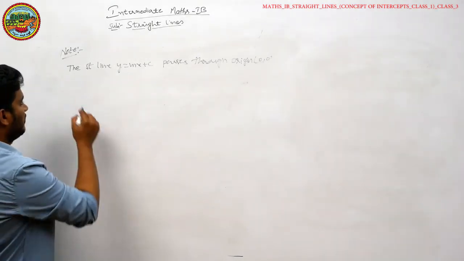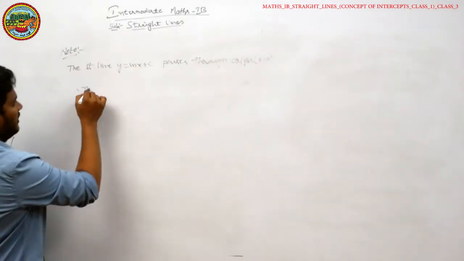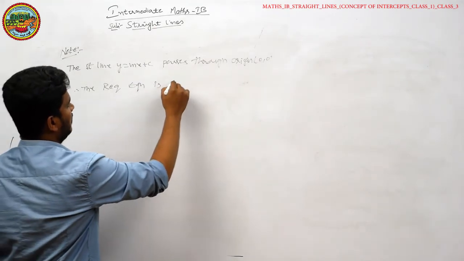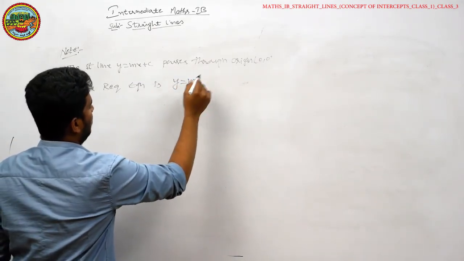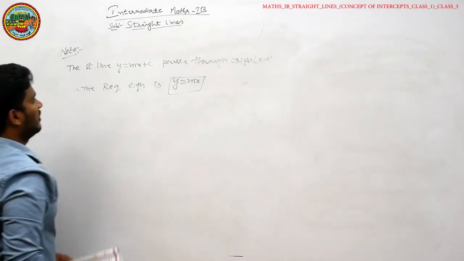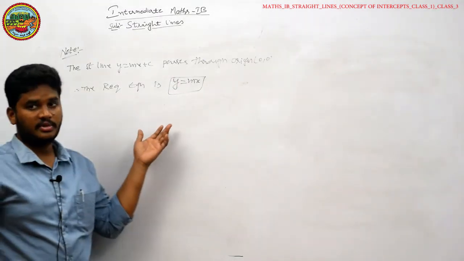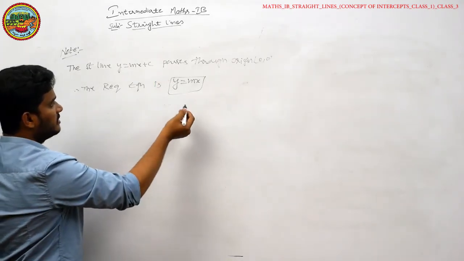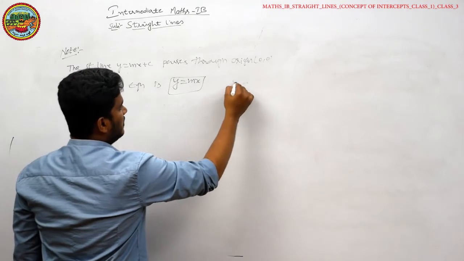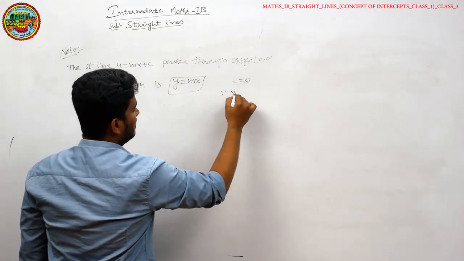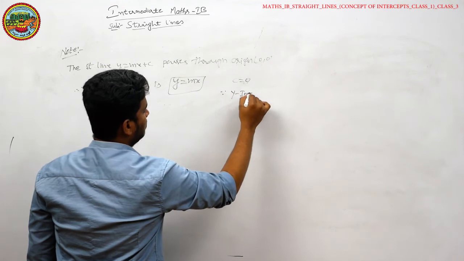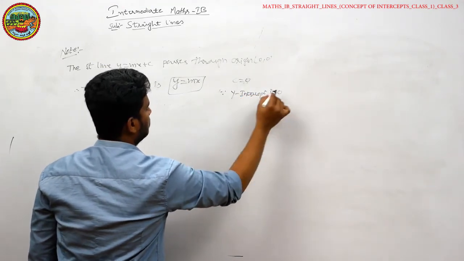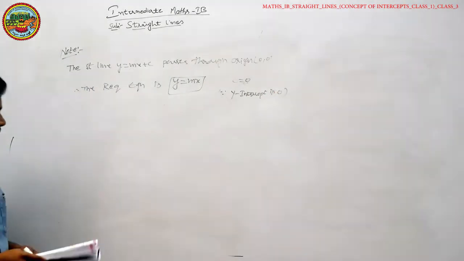So the equation is given as: therefore the required equation is y is equal to mx. Why? If a straight line passes through the origin, the x-intercept and y-intercept are 0. So here c is the y-intercept. That means we place c is equal to 0 since the y-intercept is 0.